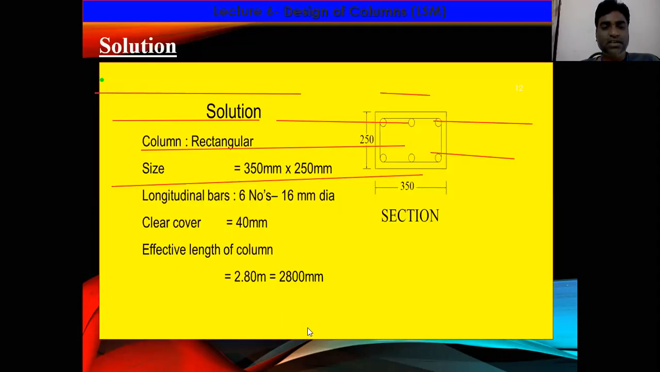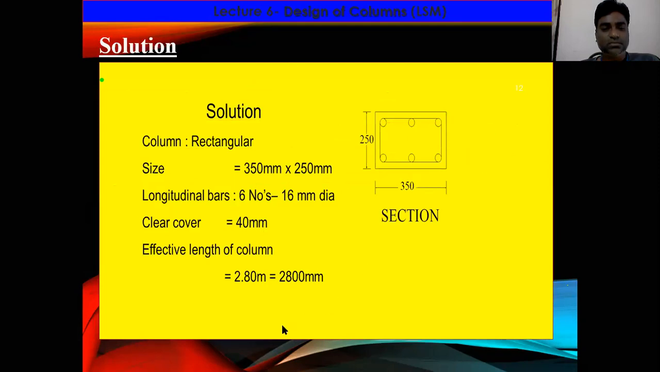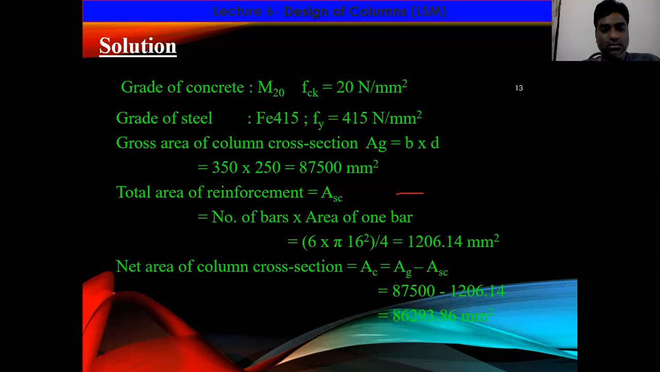Then draw the given data. The rectangular size is 250 by 350, and 6 bars of 16 mm diameter. So 1, 2, 3, 4, 5, 6, and the clear cover is 40 mm, as we discussed in the last class, the minimum clear cover. The effective length is already given, that is 2.8 meters, that is 2800 mm. Next, these are the given data, fck and fy. Now coming to calculate the gross area of the column, that is Ag.